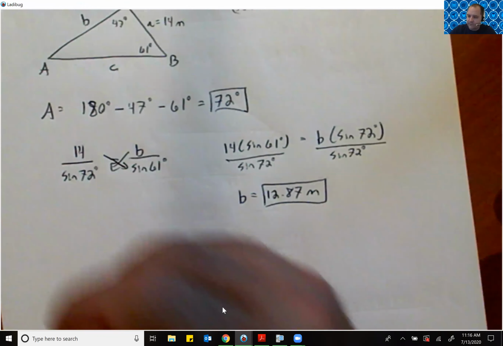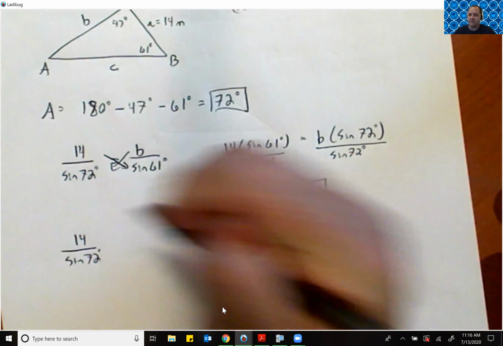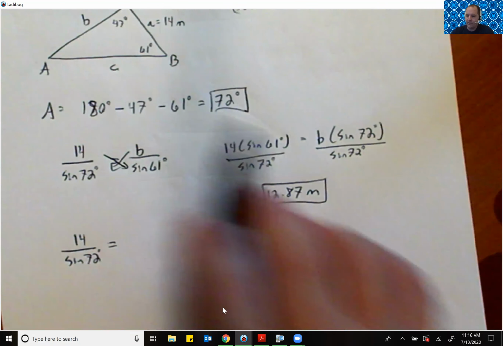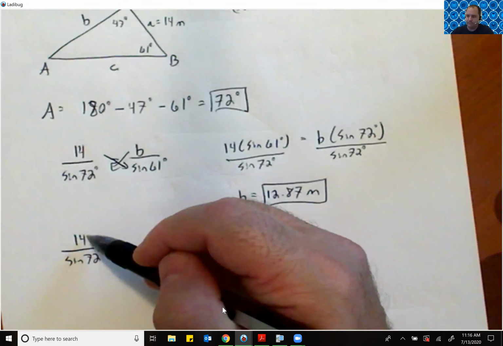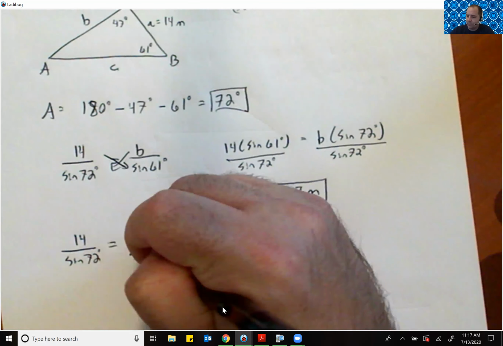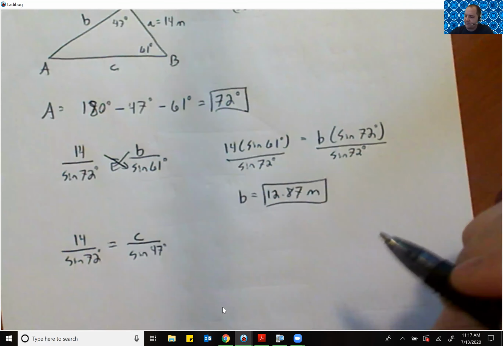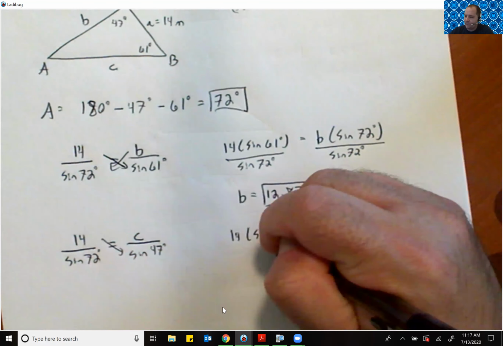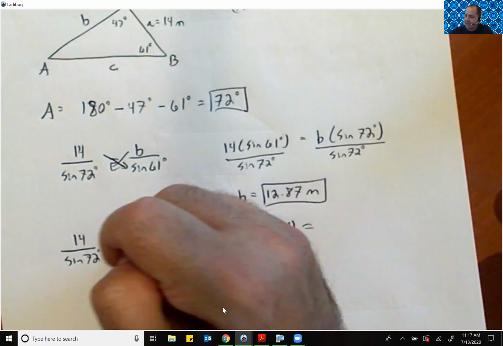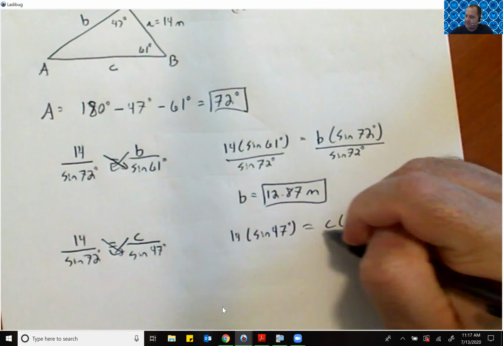C will work the exact same way. I'm going to use the 14 over sine 72. Because again, I don't want to use this. This was a rounded answer. Don't use this to help you find C. We know that these are nice answers right here. All over C equals sine 47 degrees. So again, you just go back to cross multiplying. So this time it's 14 times sine 47 degrees equal to C times sine 72 degrees.